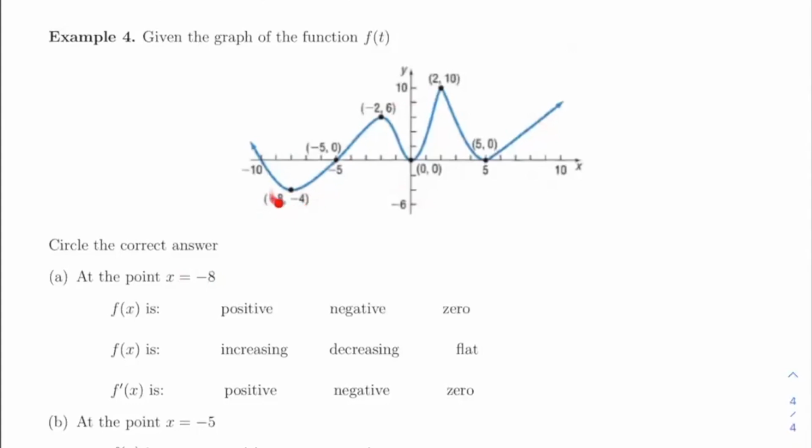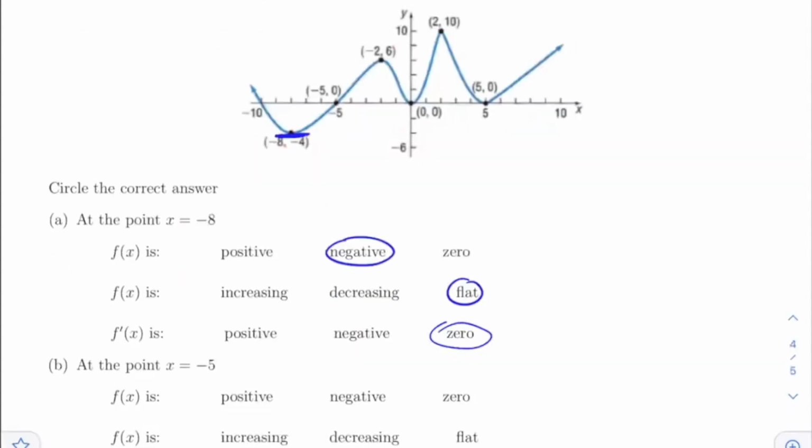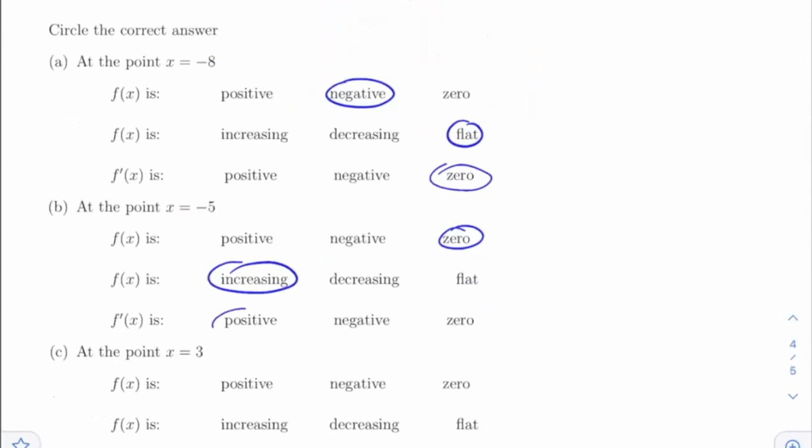So at x equal to -8, you can see that the point is below the x-axis, so the function is going to be negative at x equal to -8. And at the point -8, you have a flat spot, so that means it's flat. And because of that, the derivative at that particular point is going to be 0. Similarly, when you look at the point x equal to -5, you can see that the original function at x equal to -5 is equal to 0. And at that point, the function is increasing, and therefore the derivative is positive.